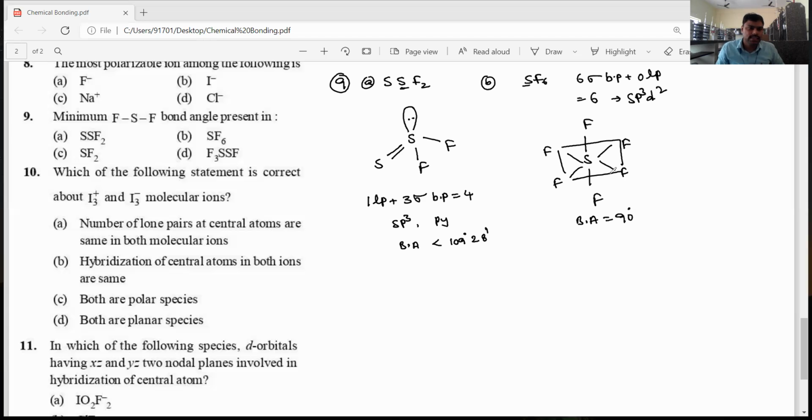Okay, students, let's see the third one, SF2. SF2 means only 2 bonded atoms are present, which are also sigma bonds only. Out of 6 electrons, 2 are used up, and the remaining 4 exist as 2 lone pairs. So it contains 2 lone pairs plus 2 sigma bond pairs. Then total 4 means sp3 hybridization and bent shape, a bent or V-shaped molecule.